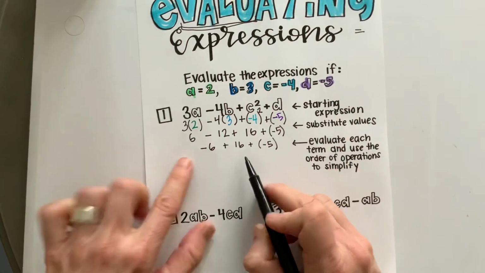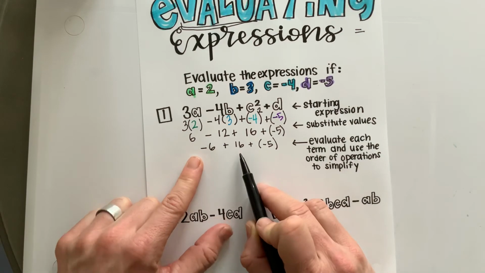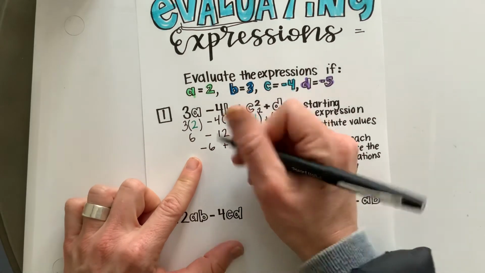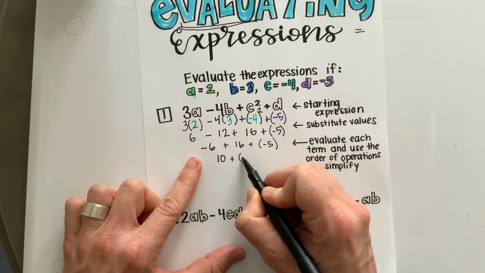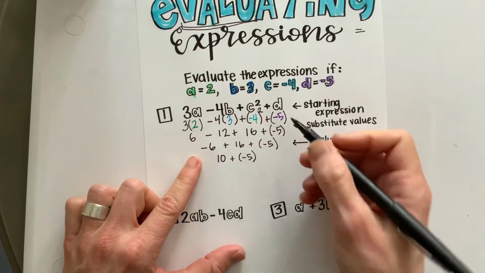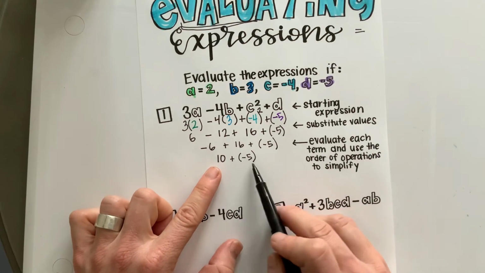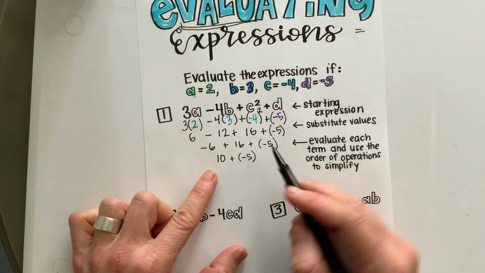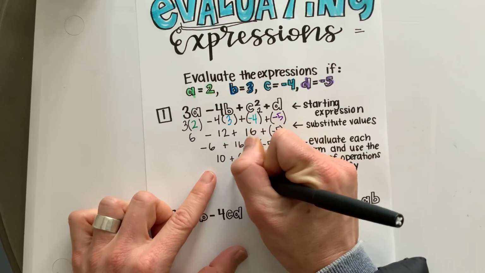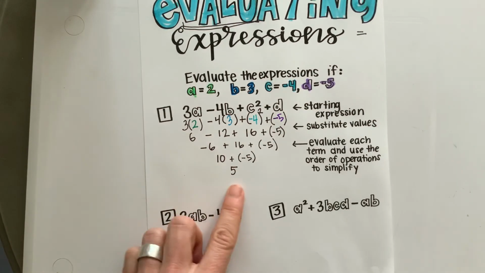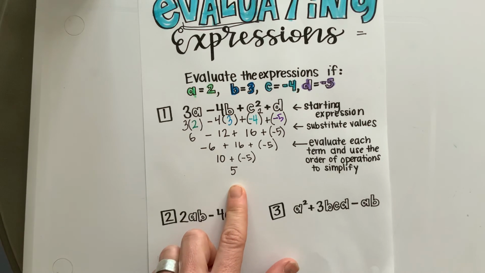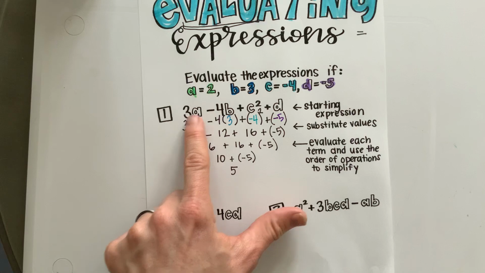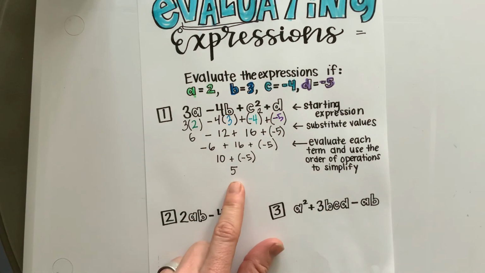Now I'm going to do the next chunk, -6 plus 16, that's going to be 10, and I'm going to bring down plus -5. Then we have 10 plus a -5, that's going to be the same thing as 10 minus 5, which is 5. So when I evaluated that expression, I know that its value is 5. So this whole thing is just equal to 5.